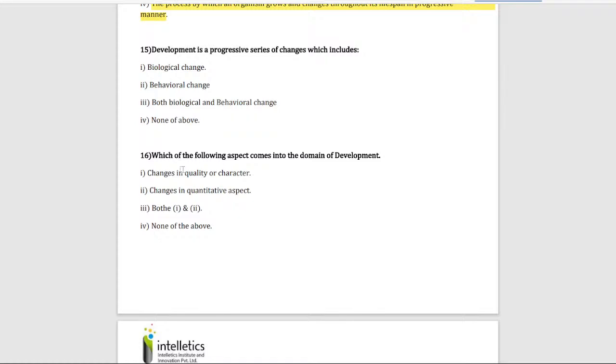Coming to question number 15, development is a progressive series of changes which includes dash. First, biological change. Second, behavioral change. Third, both biological and behavioral change. Fourth, none of the above. And the correct answer for this question is third. So, development is a progressive series of changes which includes both biological and behavioral change.